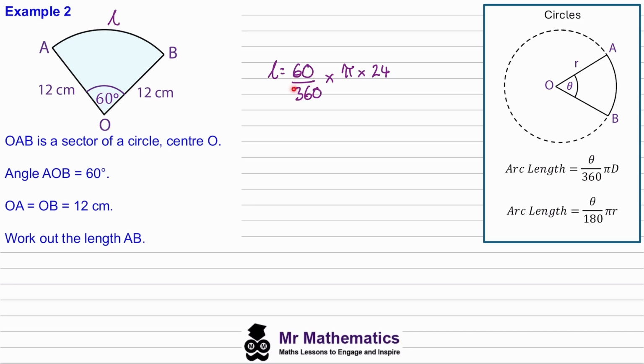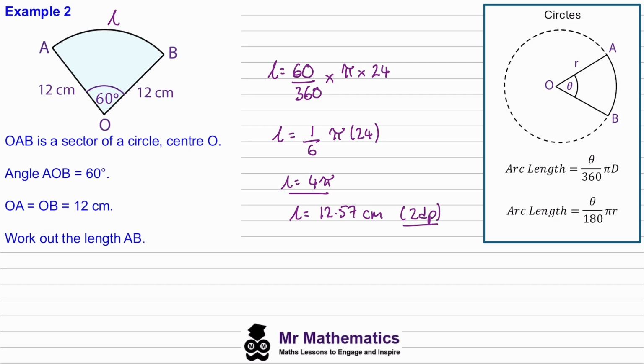And we can simplify this fraction. We can divide both by 60, so L would be 1 over 6 multiplied by pi and 24. And then we can divide the 24 by 6, and we'll get the arc length is 4 pi. Then we can work this out on our calculators, and we get the arc length as 12.57 centimeters to 2 decimal places.